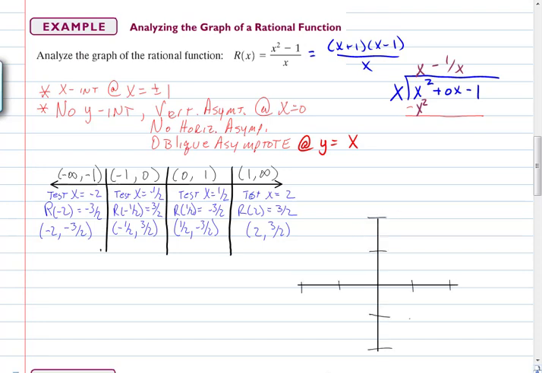So we have some points that we can plot that are on the graph. What points can we plot? Negative 2, negative 3/2; negative 1/2, positive 3/2; 1/2, negative 3/2; and 2, 3/2. What about our asymptotes? We have asymptotes at x equals 0. So we have a vertical asymptote here. We also have an oblique asymptote at y equals x. Here's the graph of y equals x.